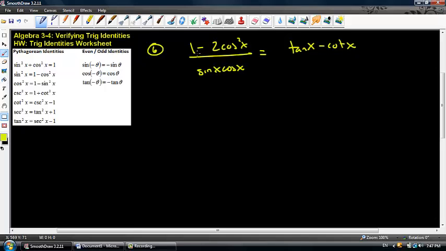It's got more stuff going on. There are 3 functions. However, because they're already over a common denominator and these are not, the right side is going to be easier to work with, at least in my opinion. So let's go ahead and make this more complicated looking. This is really sine x over cosine x minus cosine x over sine x. And that all equals this thing.